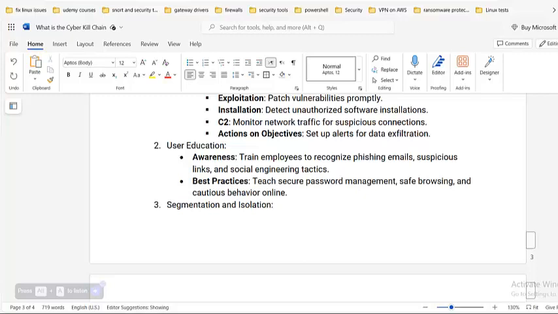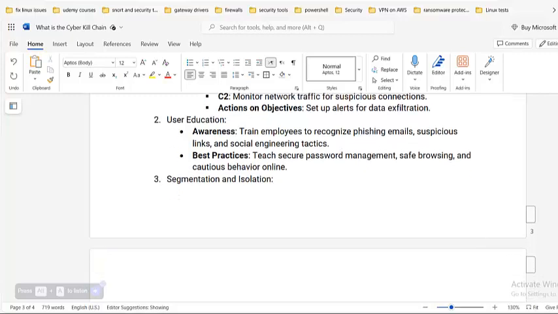So, user education. Awareness: train employees to recognize phishing emails, suspicious links, and social engineering tactics. Best practices: teach secure password management, of course, safe browsing, and cautious behavior online.